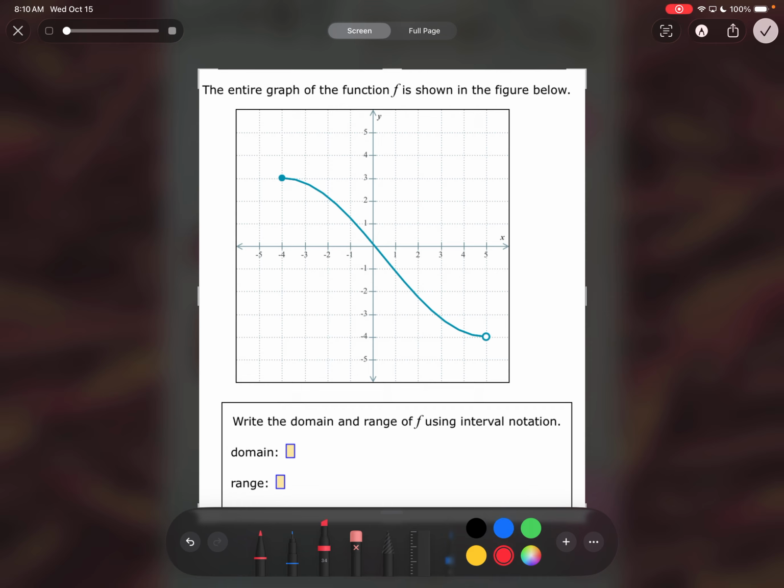So remember, the domain is your x values. What x can be, like we just did on the last problem. So it's how far left to right. So the furthest point left of this one is -4. You are going to use a bracket because it's a closed circle. And then the furthest point right is 5, and you use a parenthesis because it's an open circle.